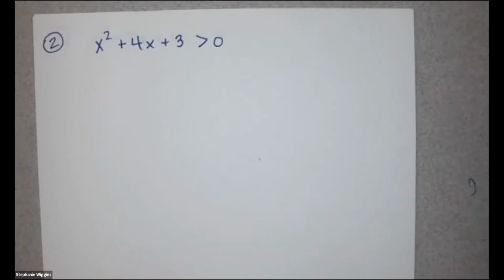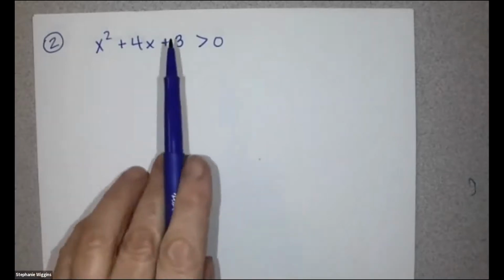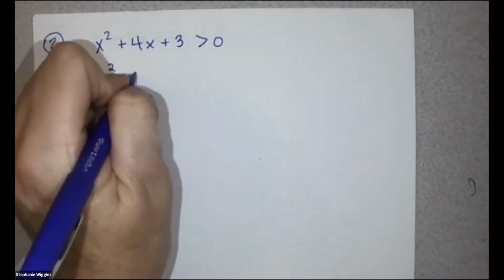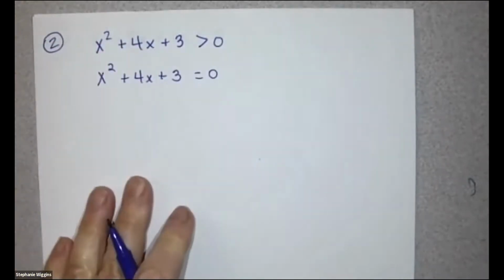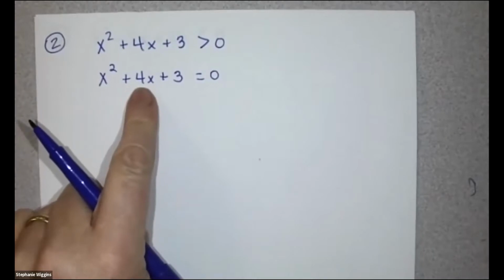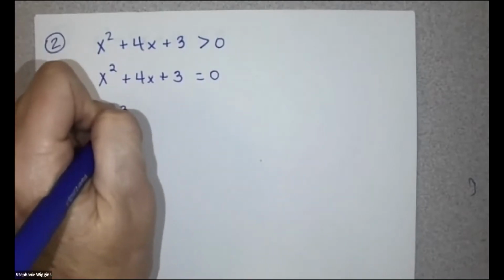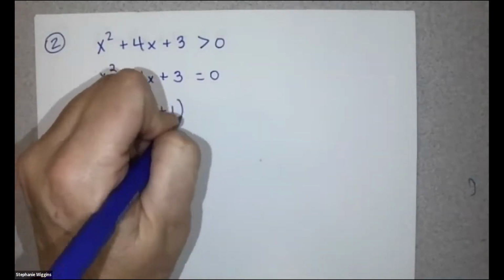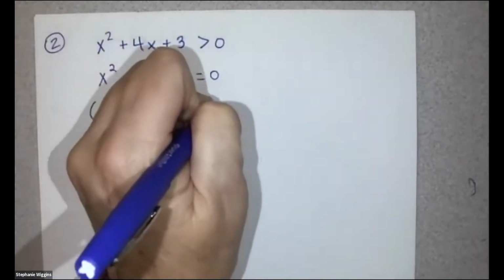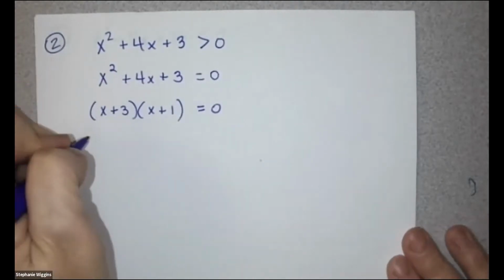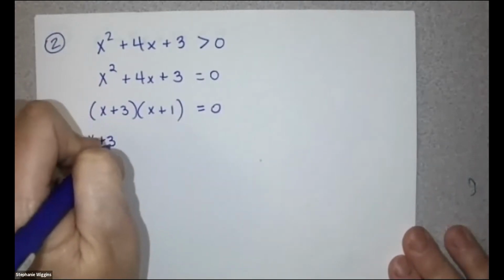So the first step is to get everything to the left-hand side. That's already been done for us. The next step is to find the zeros. So I set this equal to 0. And then to solve this quadratic equation, I factor. And I set each factor equal to 0.